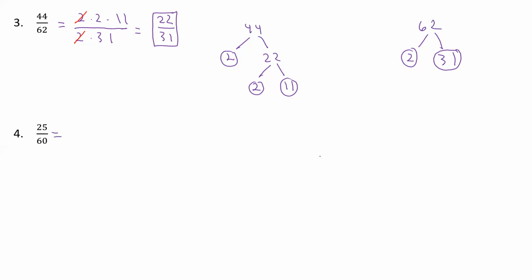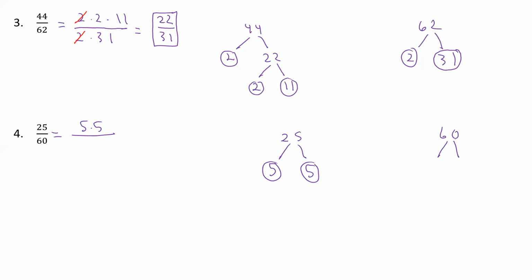All right, what about 25 and 60? And again, anytime you want to, go ahead and pause and practice on your own, and then see if you get the same thing as I do. So 25, well, that's divisible by 5, so I'm going to have that as my first prime. And 5 times what's 25? Well, 5 times 5. So my numerator is just 5 times 5.